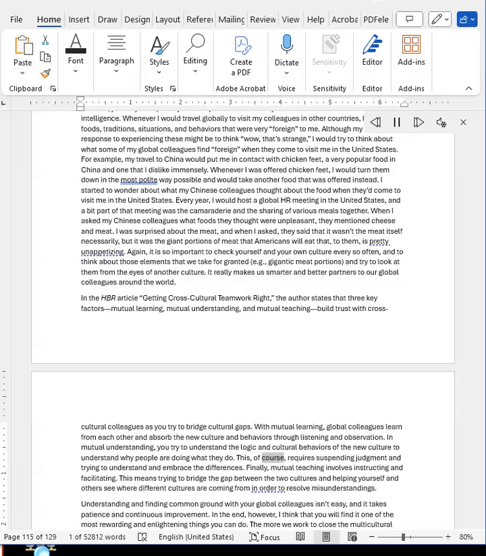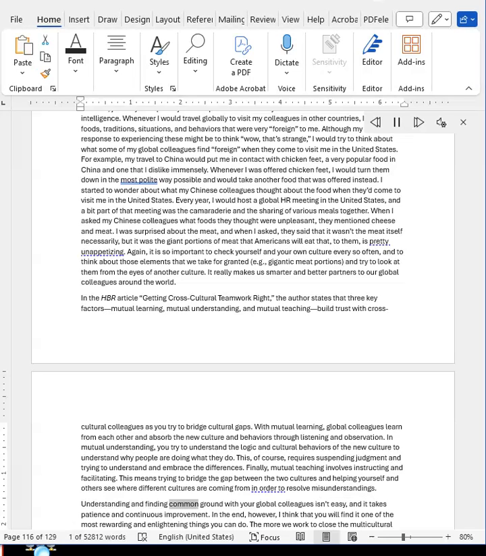This, of course, requires suspending judgment and trying to understand and embrace the differences. Finally, mutual teaching involves instructing and facilitating. This means trying to bridge the gap between the two cultures and helping yourself and others see where different cultures are coming from in order to resolve misunderstandings.